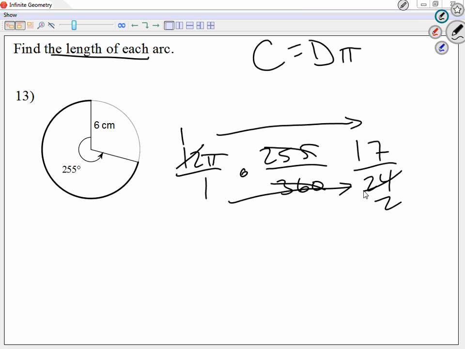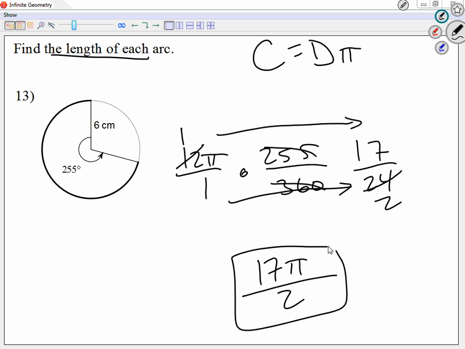I divided by 12. So now when we multiply straight across, 1 pi times 17, on top I have 17 pi. At the bottom, 1 times 2 is 2. Some of your fractions might be a whole number, because your fraction can simplify to a whole number. So 17 pi over 2. There's 2 of these on the final as well. So any questions up until 18?